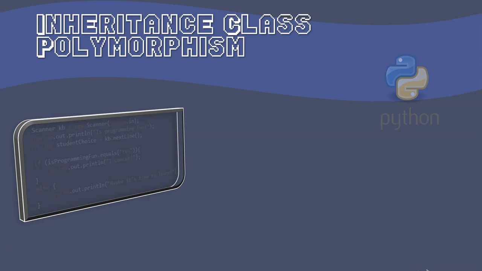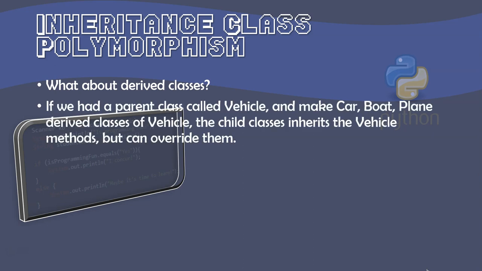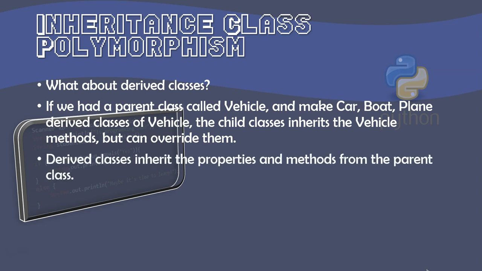With inheritance class polymorphism, we can answer the question of what about those derived classes? If we had a parent class, for example, called vehicle, and let's say we make car, boat, and plane derived classes of vehicle, well, the child classes are going to inherit those vehicle methods, but again, because of the properties of inheritance, we can override those methods. Derived classes inherit the properties and methods from those parent classes, which of course we're already familiar with.